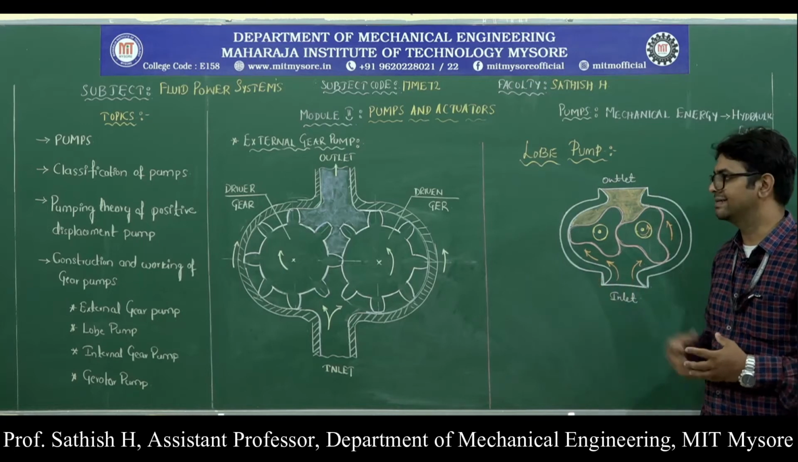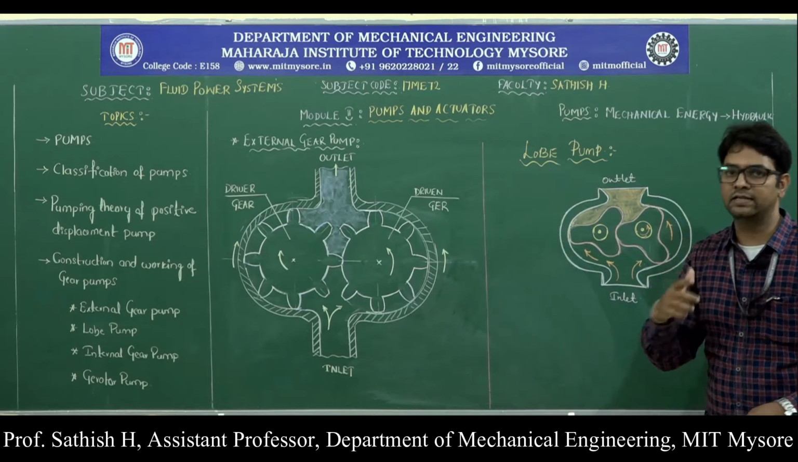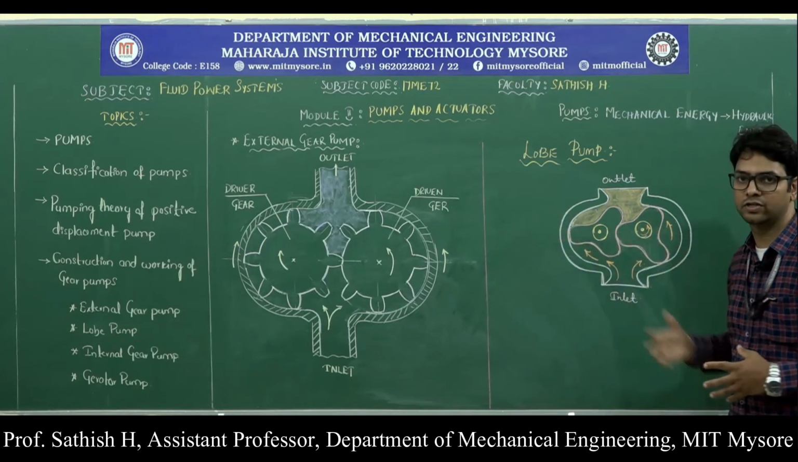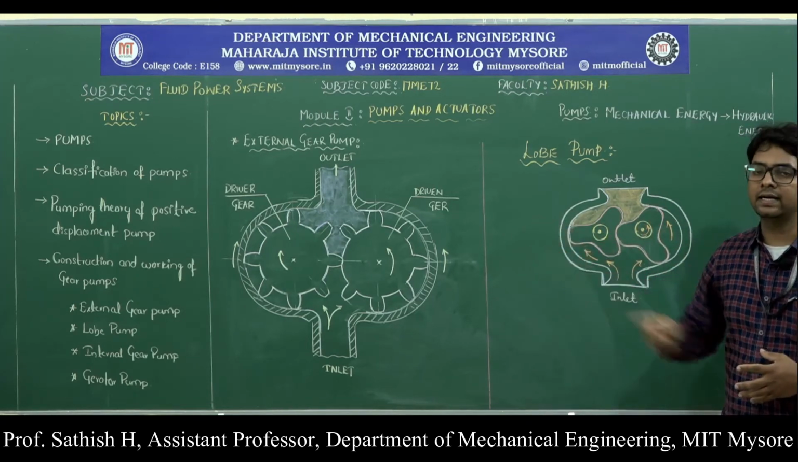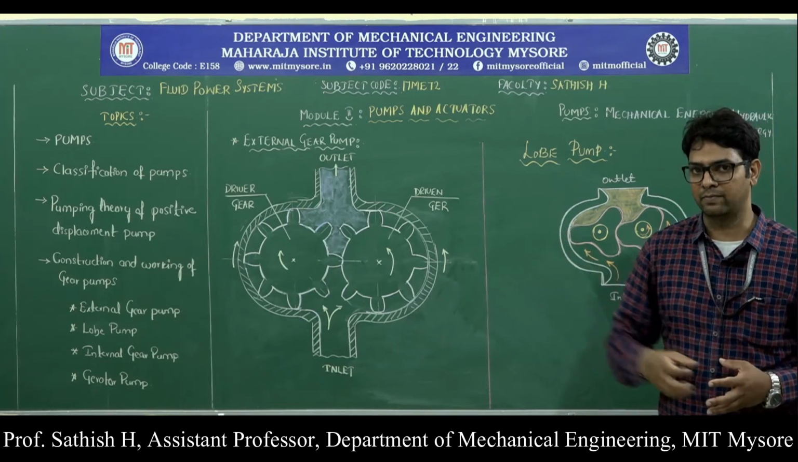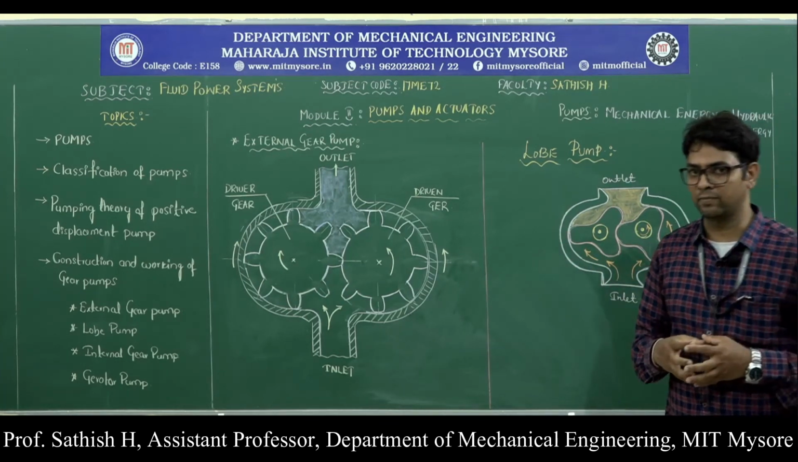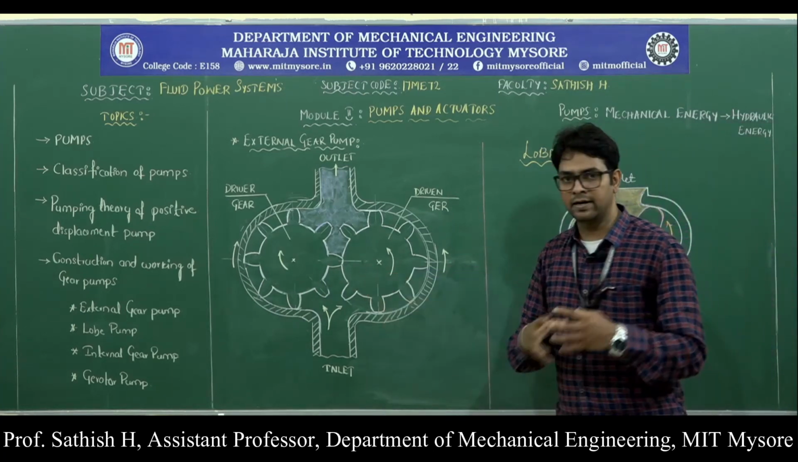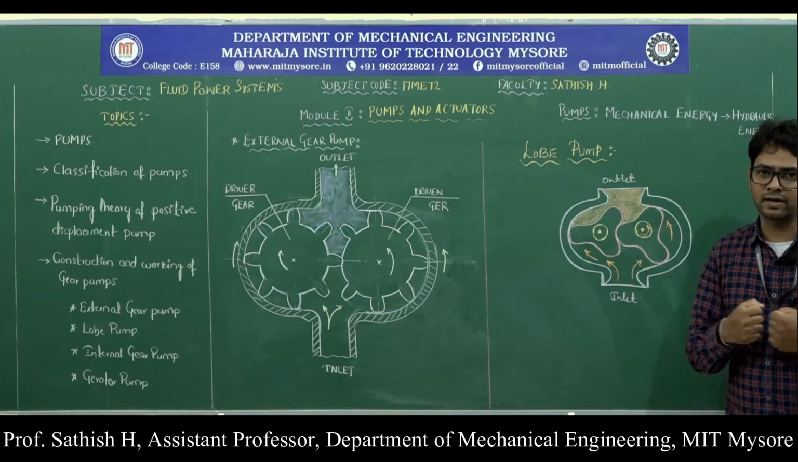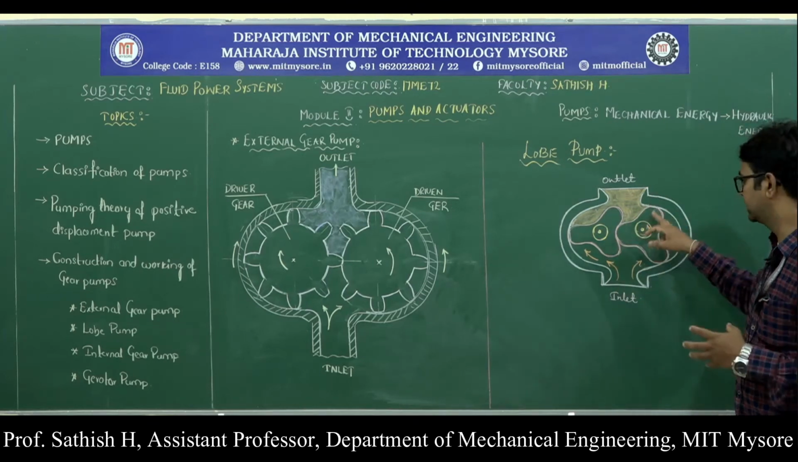Coming to the working principle, it works exactly similar to the external gear pump. The difference between the external gear pump and the lobe pump is that there we use gears, here we use lobes. There, one of the gears is the driver gear, meaning we connect one gear to the prime mover, whereas in this case both the lobes are drivers, meaning both of them are connected to the prime mover. Here both the gears are in constant contact with each other, whereas in this case they are not in constant contact. There is a slight clearance between the lobes as well as between the casing and the lobes.